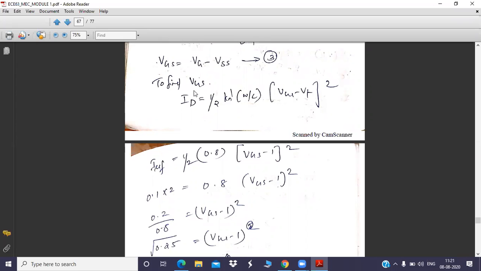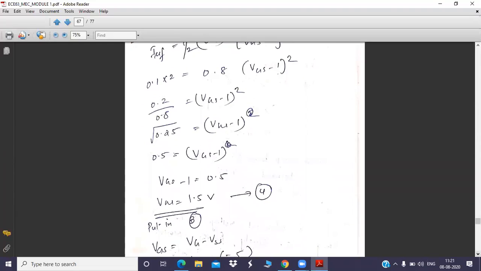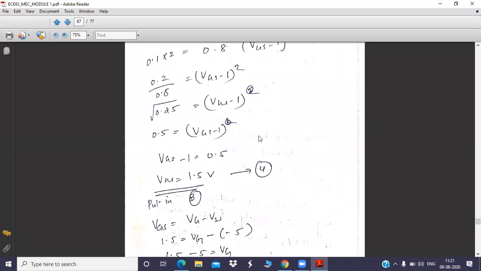All the parameters I have substituted. ID is 0.1. Drain current is the reference current, isn't it? ID is equal to I reference. As far as the first transistor is concerned, this is I reference, so I have put 0.1. And this 2 I have taken to the left side. Just solve this. Take the square root on both sides. You can solve it mathematically and you will get VGS. Two classes before, I taught you how you can find VGS simply by mathematical techniques.